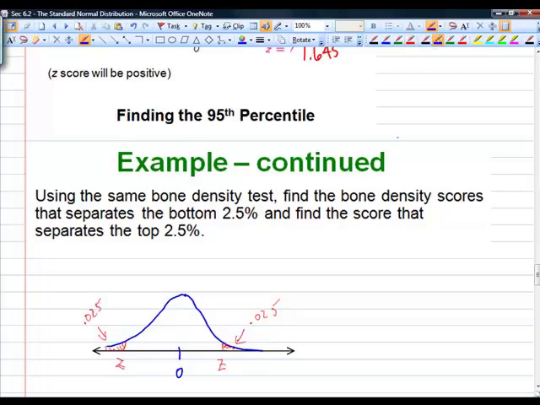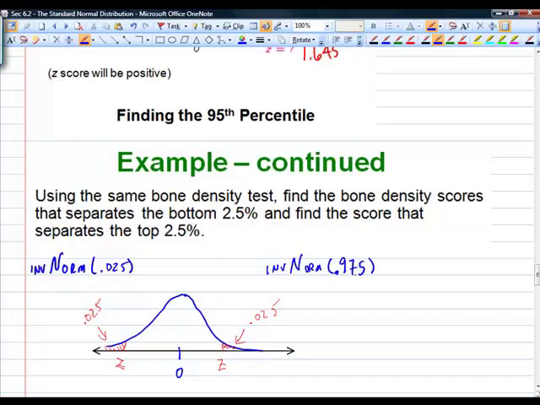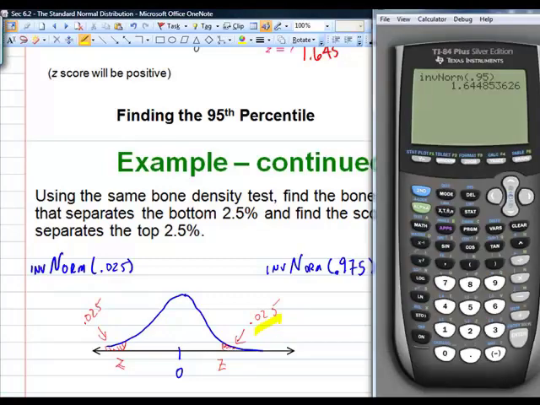So on our calculators, what we would want to do for this area on the left is type in inverse norm, and what number would I put in the parentheses there? 0.025. And over here on the right, I want to find out inverse norm. What? Do I use 0.025 again? It would be 0.975. Where did I get the 0.975 from? It's everything to the left. So the total area under the curve is 1. If we subtract off this 0.025, then that means the area to the left here is 1 minus 0.025 or 0.975. So let's grab our calculators, clear it out.